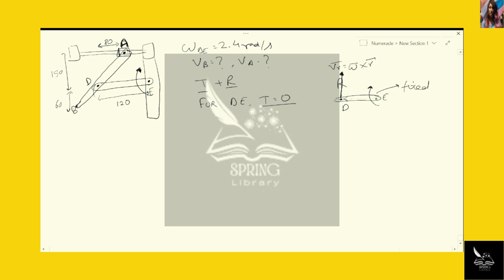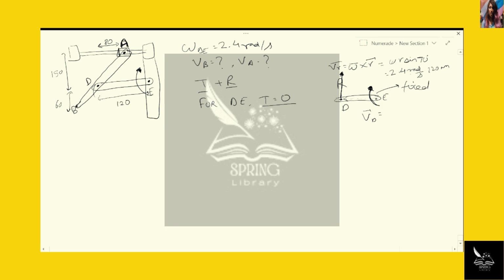So it's always perpendicular to the radius vector, and depending upon your rotation, you can intuitively figure out whether it's going to point up or down. So in this case, it's going to point up. Okay. And the magnitude is going to be omega r sine 90, because as I said, it's going to be perpendicular. So omega is 2.4 radians per second, and then length DE is 120 millimeters.